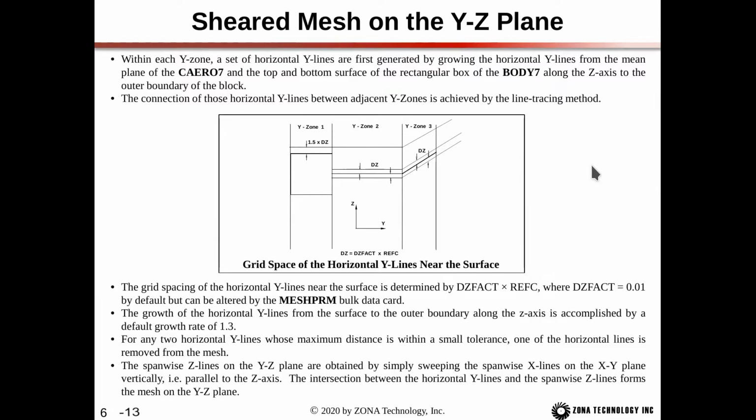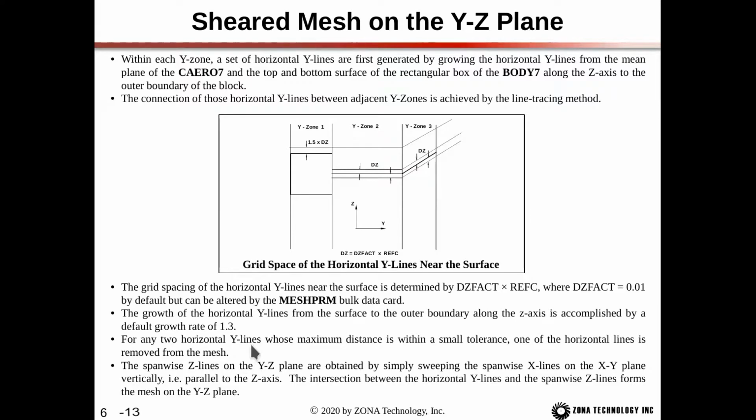Now for any two horizontal Y lines whose maximum distance is within a small tolerance, one of the horizontal lines is removed from the mesh. So once again, if we have two ZEUS that don't quite connect to each other, so we generate two different horizontal Y lines, one of the Y lines would get removed. So with a good ZEUS mesh, that should not be happening.